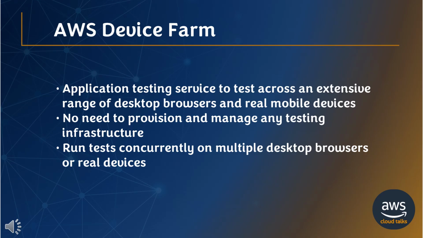AWS Device Farm is an application testing service that lets you test your applications across an extensive range of desktop browsers and real mobile devices. There is no need to provision and manage any testing infrastructure. AWS Device Farm enables you to run your tests concurrently on multiple desktop browsers or real devices to speed up the execution of your test suite and generates videos and logs to help you quickly identify issues with your app.